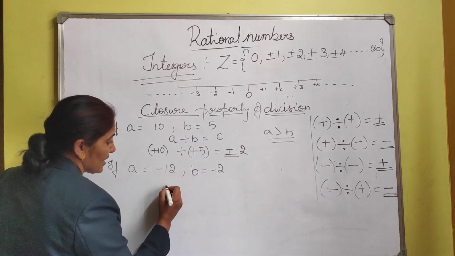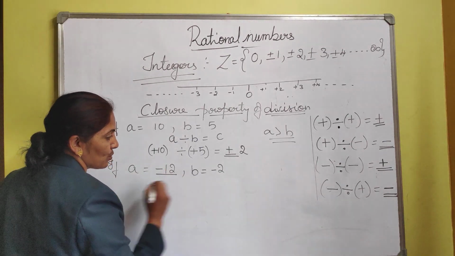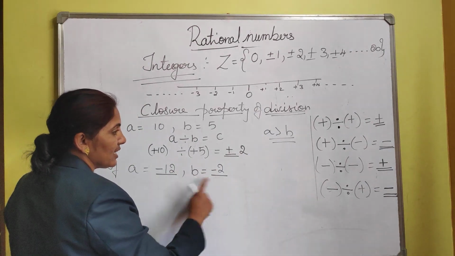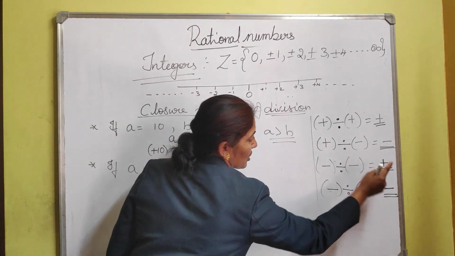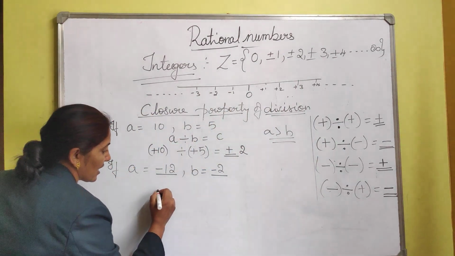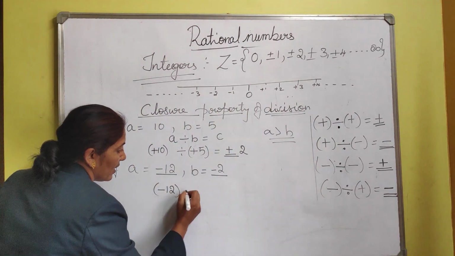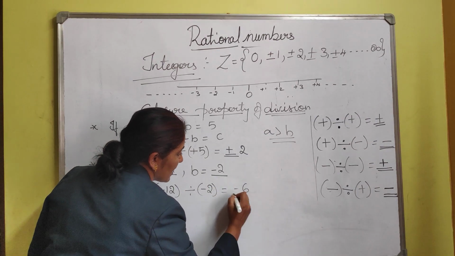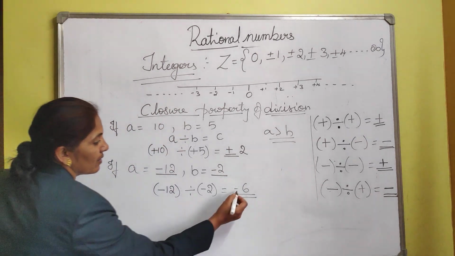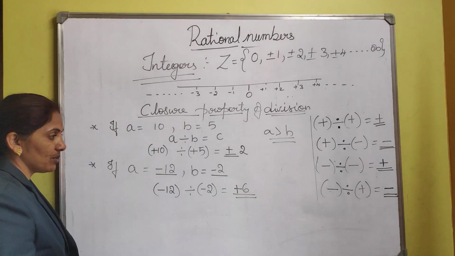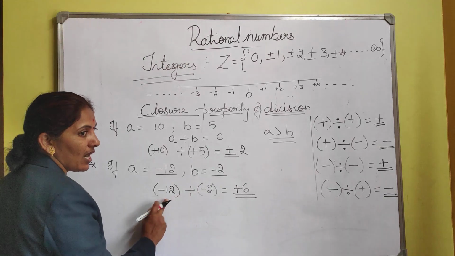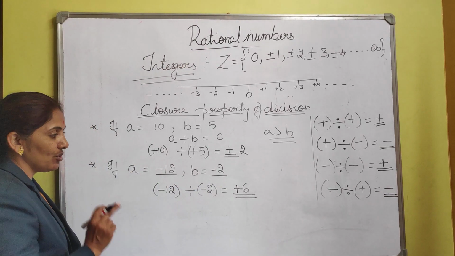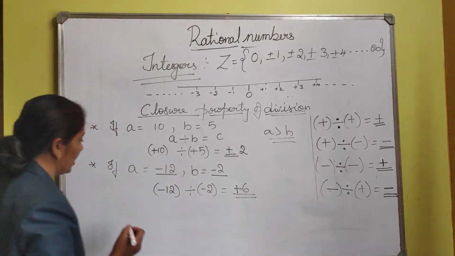Now you can observe here, A is minus 12 and B is minus 2. When I consider two like signs, the quotient obtained will be positive. Let us check here. Minus 12 divided by minus 2 is equal to 6. So what is the quotient obtained again? It is positive, not negative. It is positive because these two are like integers, and when we do division, we get a positive value.